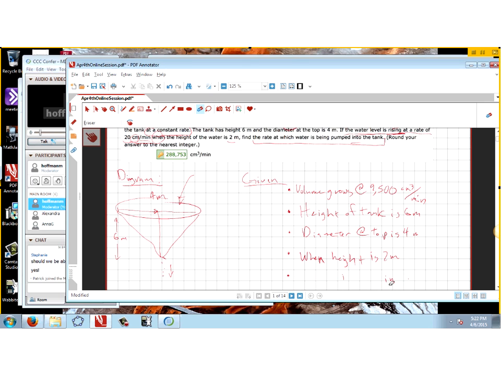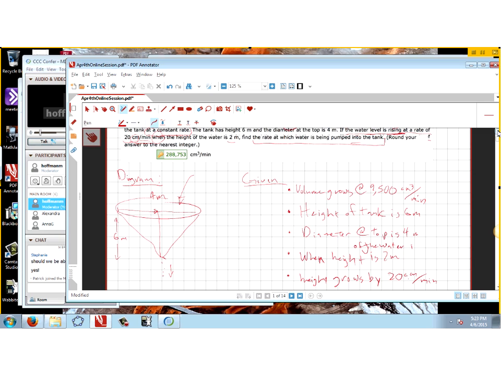So this really says that when the height of the water is 2 meters, then the height grows by 20 centimeters per minute.